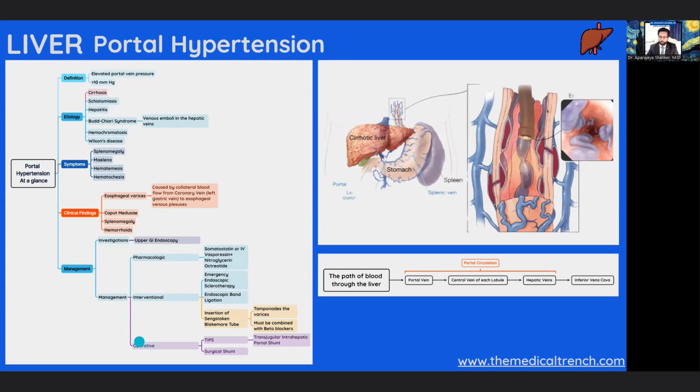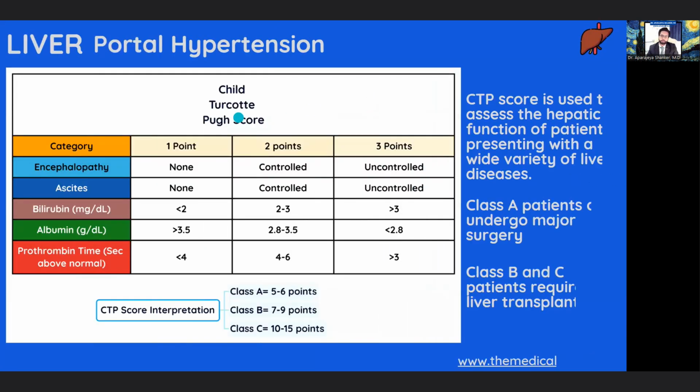Now, finally, we have operative techniques as well. There are two operative techniques. One is called TIPS, which is transjugular intrahepatic portosystemic shunt. And the next option we have is surgical shunting. But before we go into the depths of operative treatment, we have to look at whether the patient is fit for treatment or not. So for most liver diseases, especially portal hypertension, we use something called the CTP score.